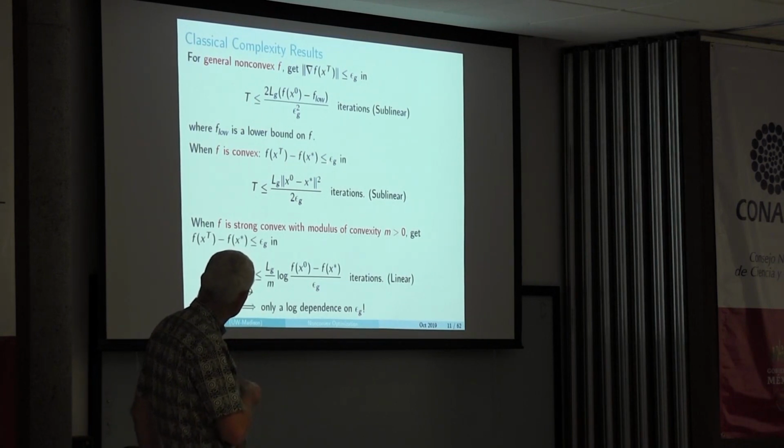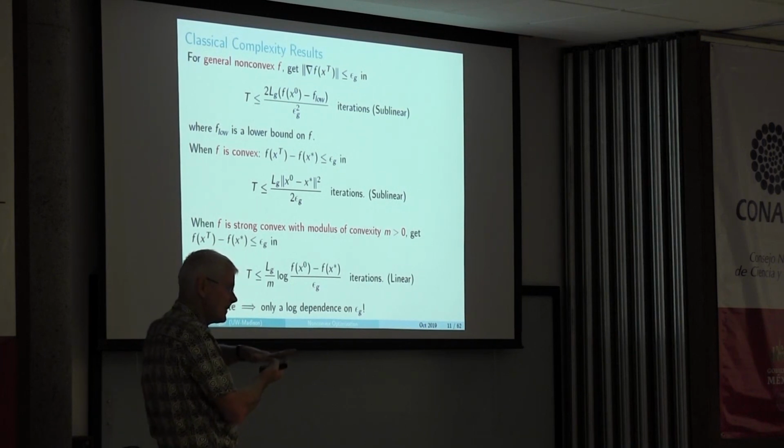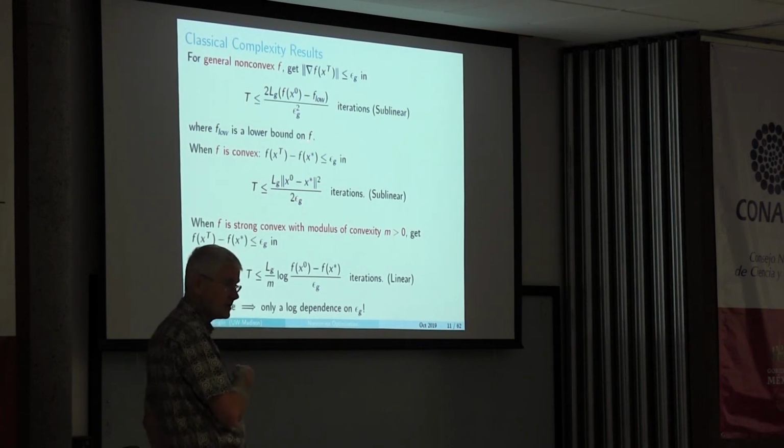If f is convex, you can say a little bit more. You can say that you can reduce f of xt to within epsilon g of f of x star. That means you're very close to the optimal function value. And the number of iterations you need to achieve that is order of 1 over epsilon. Okay? 1 over epsilon. It's better than 1 over epsilon squared.